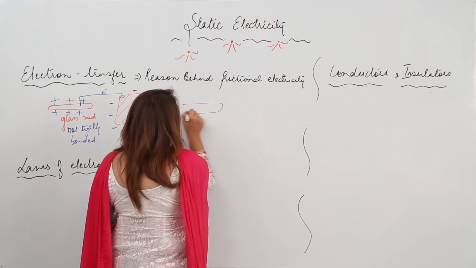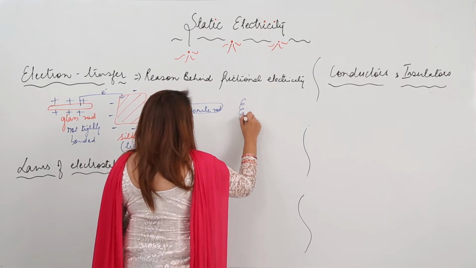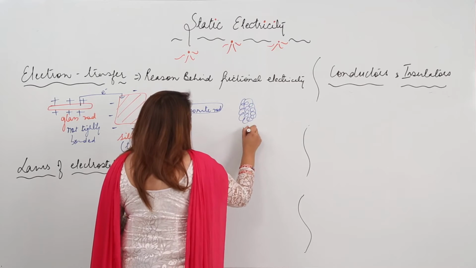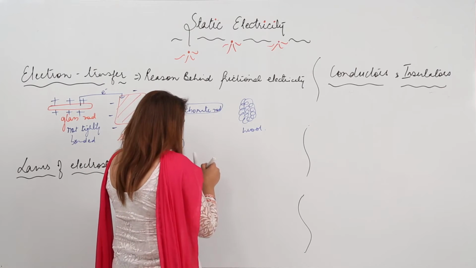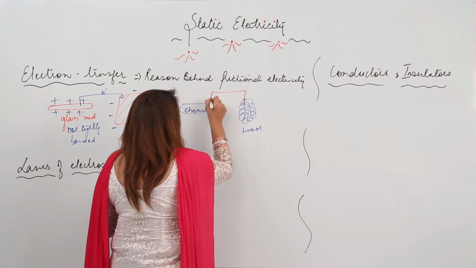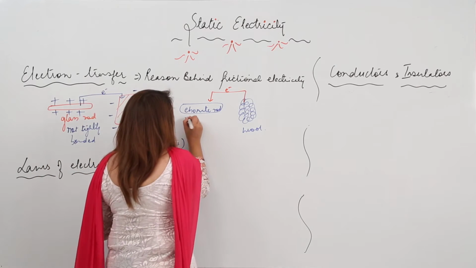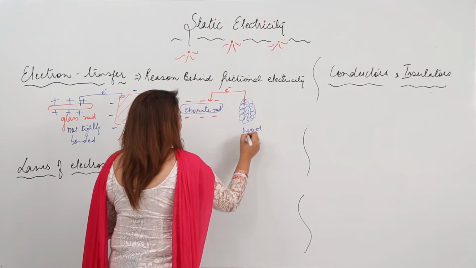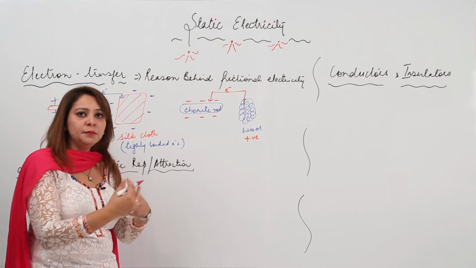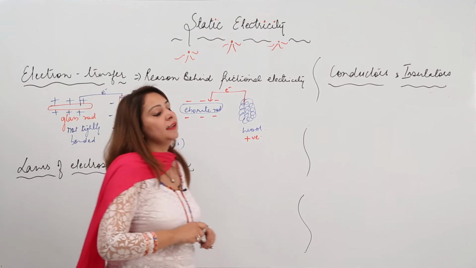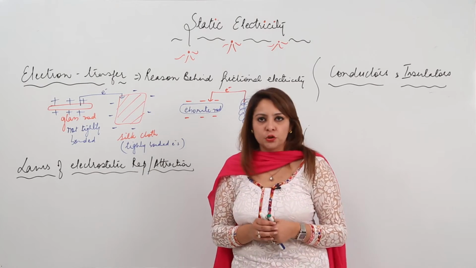Likewise, if I have an ebonite rod, let's say this is my ebonite rod, I am going to rub it with wool. Let's say this is my wool. When I rub the ebonite rod with wool, electrons flow from wool to ebonite rod. So as a result, the ebonite rod acquires a negative charge and the wool acquires a positive charge. So these bodies become charged bodies. This is the electron transfer concept, which explains the reason behind frictional electricity.